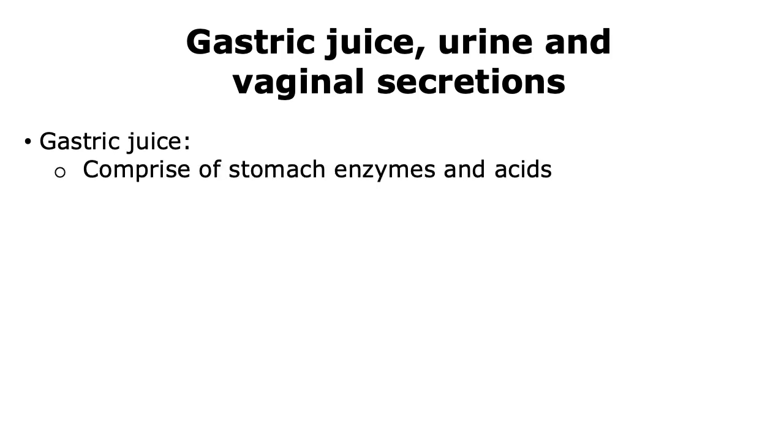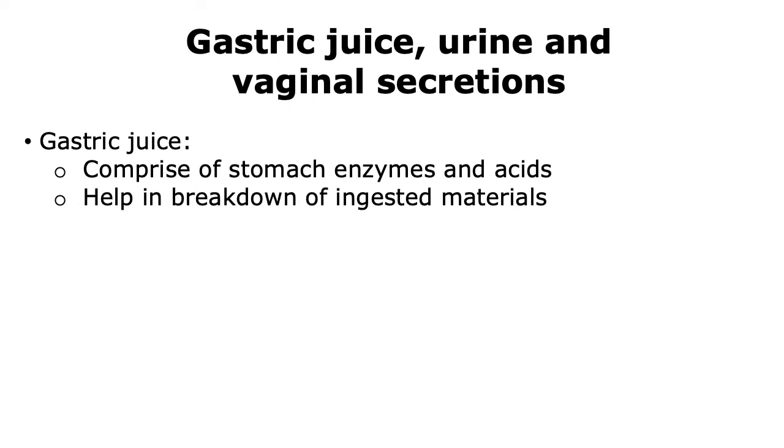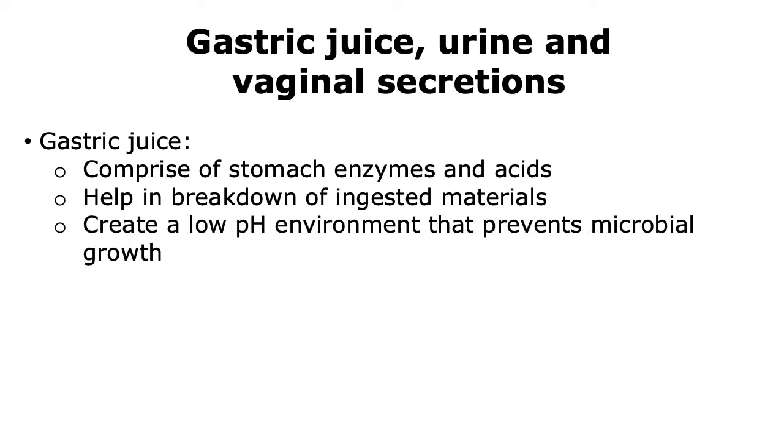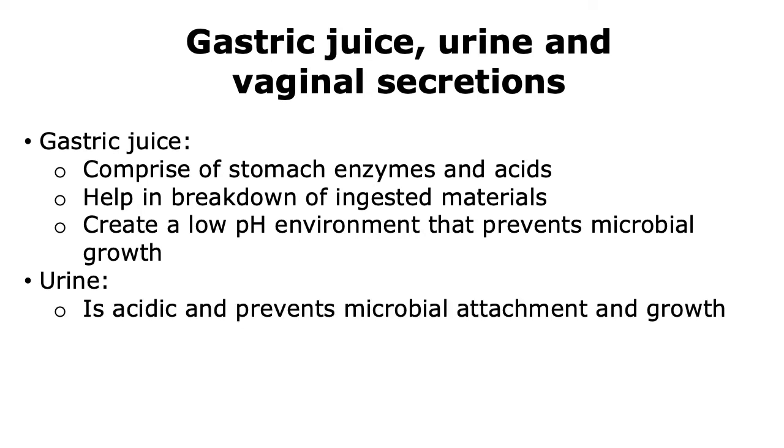The gastric juice that is made in the stomach is comprised of stomach enzymes and acids. The stomach enzymes help in the breakdown of ingested food, while the acids create a low pH environment that prevents microbial growth. Urine is produced by the urinary tract, and it has acidic compounds that prevent microbial attachment and growth, thereby protecting the urinary tract.